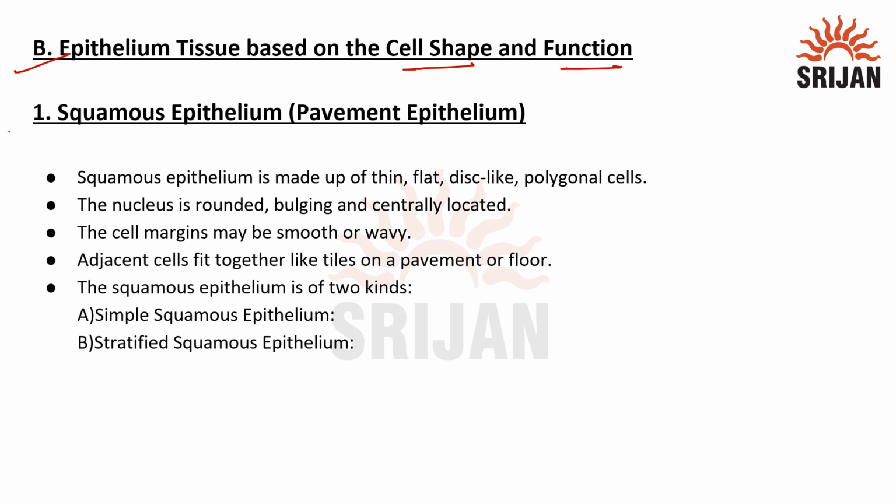The first one is squamous epithelium or pavement epithelium. Squamous epithelium is made up of thin, flat, disc-like polygonal cells. The nucleus is rounded, bulging, and centrally located. The cell margins may be smooth or wavy, and adjacent cells fit together like tiles on the pavement or floor. This squamous epithelium is of two types, that is simple squamous and stratified squamous.